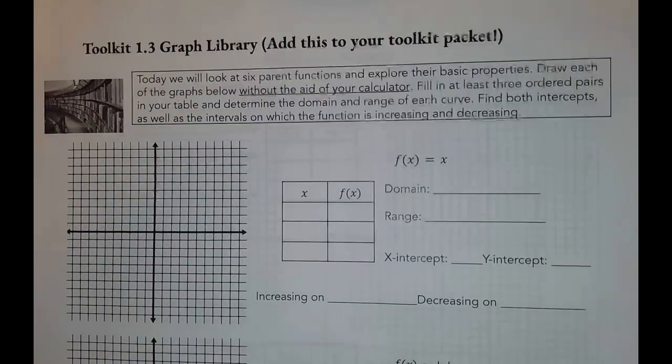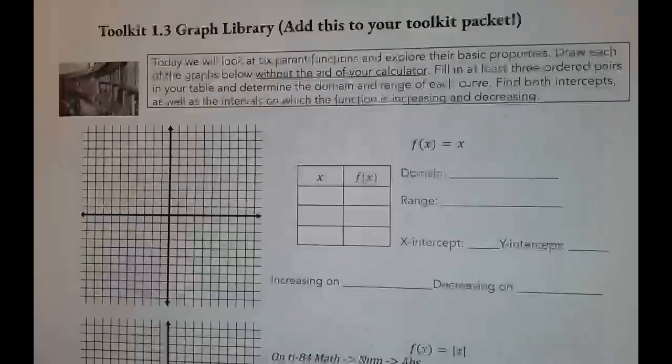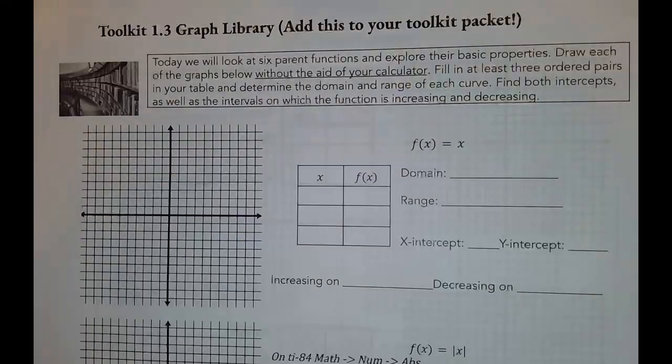Hey all, we are on Calculus Lesson 2 of Unit 1. This is 1.3 because we had skipped Section 1.1. This should be the first handout you got, and in this handout you're looking at the 6 parent functions, and we're going to look at their domain, range, and where they're increasing and decreasing, kind of a continuation of last lesson, right? So this should be pretty straightforward to you.